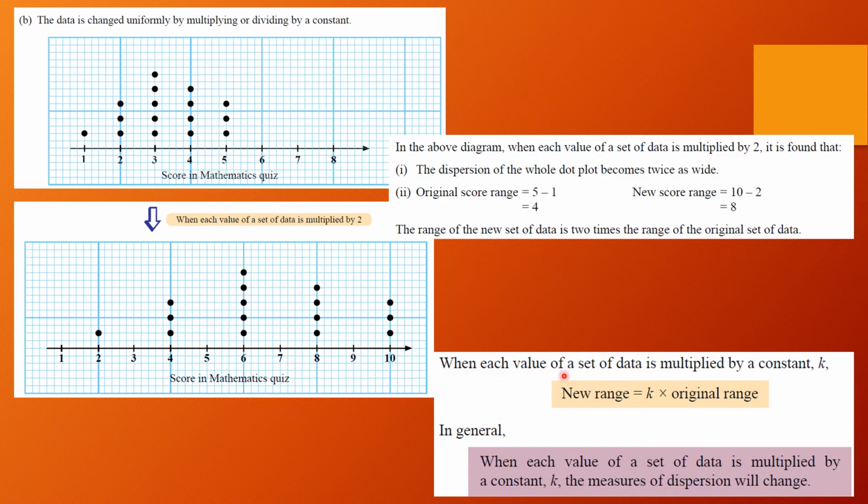So when each value of a set of data is multiplied by a constant k, the new range will be equal to k multiplied by the original range. In general, when each value of a set of data is multiplied by a constant k, the measures of dispersion will change.